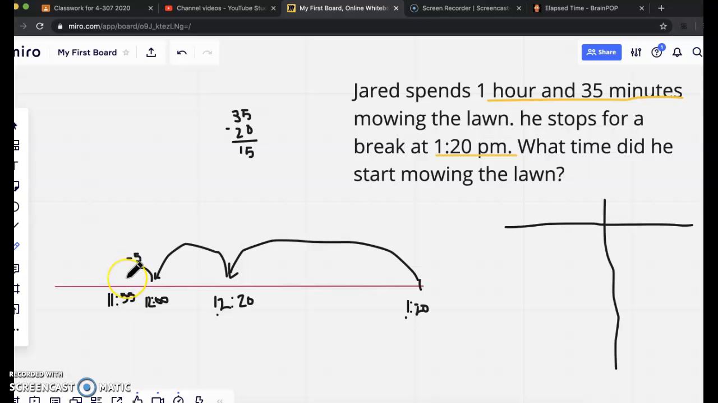All right, now we're going to do that another time because we still have 10 minutes left. So we know that there's going to be two. So this is going to be 11:55 minus 5 is 50. And this one is going to be minus 5 again. 50 minus 5 is 11:45.